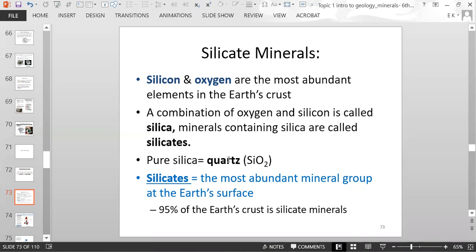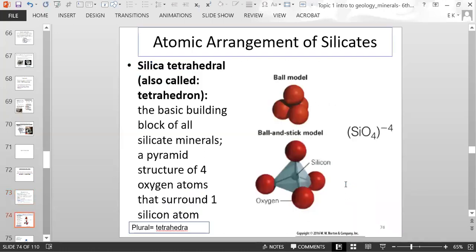Pure silica is quartz, or SiO2. Silicates are the most abundant mineral group at the Earth's surface. So 95% of the Earth's crust is made of silicate minerals. So the atomic arrangement of silicates is the silica tetrahedral. It's also called a tetrahedron. And it looks like a pyramid.